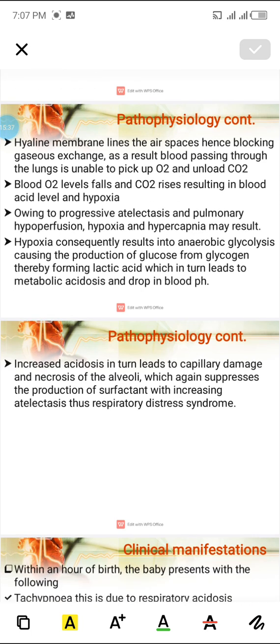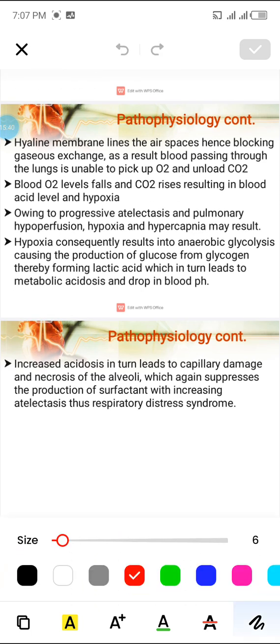If we look at this point, we are saying that the hyaline membrane, and this is why we get the name hyaline membrane disease, lines the spaces, hence blocking gaseous exchange. So now gaseous exchange will be blocked, and we know that what is involved in gaseous exchange is oxygen and carbon dioxide. Oxygen will not be picked up to go into the body because the alveoli or the lungs are collapsed. Then carbon dioxide from the body will not be unloaded, or removed from the body, because the lungs are collapsed.